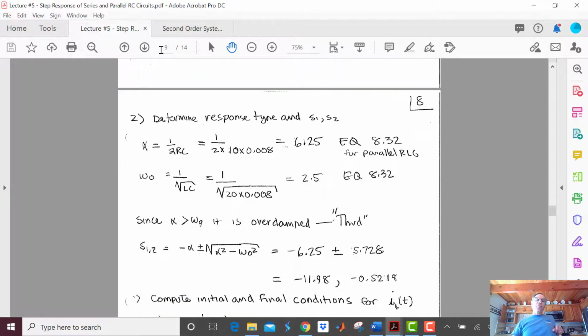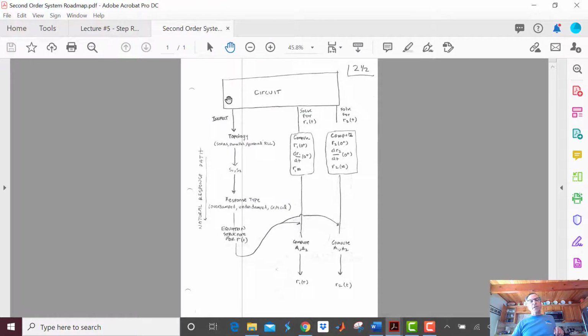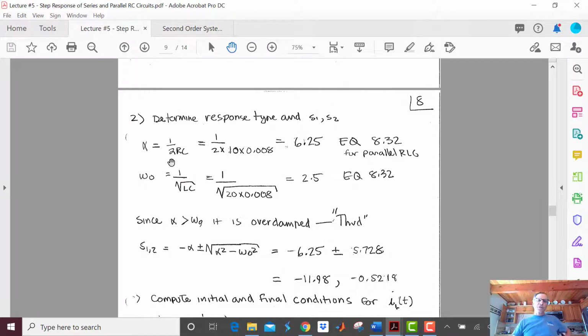Okay, so we'll begin the problem by finding the natural response. Or in other words, we're going to go down this path, and we're going to get our equation structure, and then we'll go this path and combine them in to get the two responses. So alpha is going to be equal to 1 over 2RC because it's a parallel RLC circuit. And you notice my R is 20 in parallel with 20. It's 10 ohms. And I get 6.25.